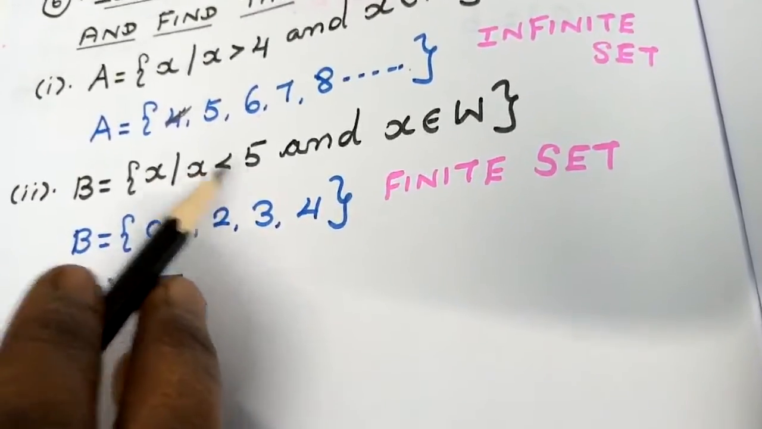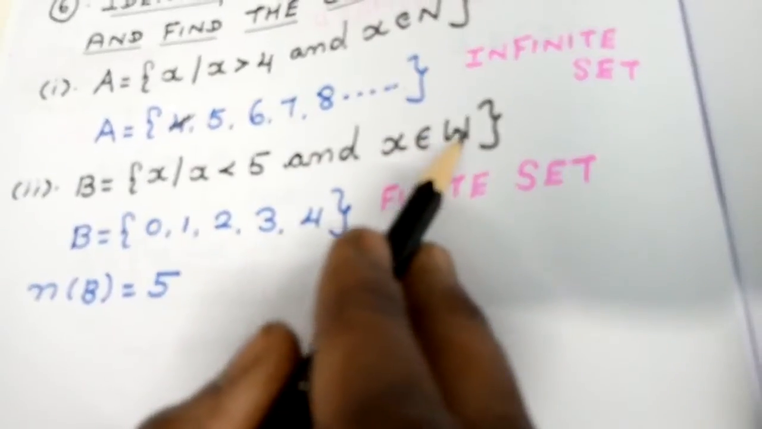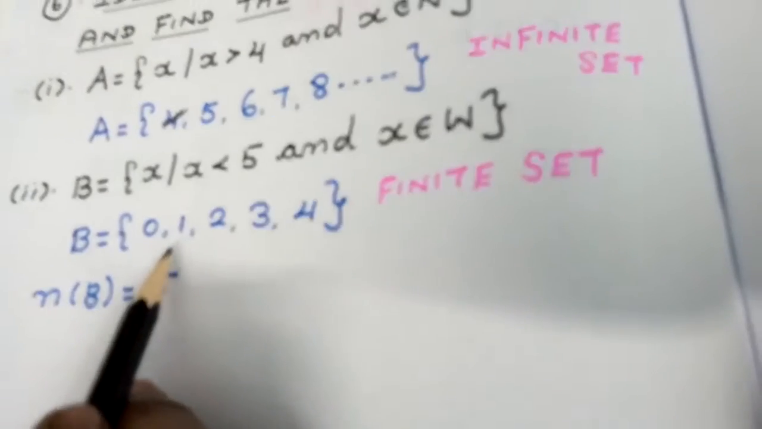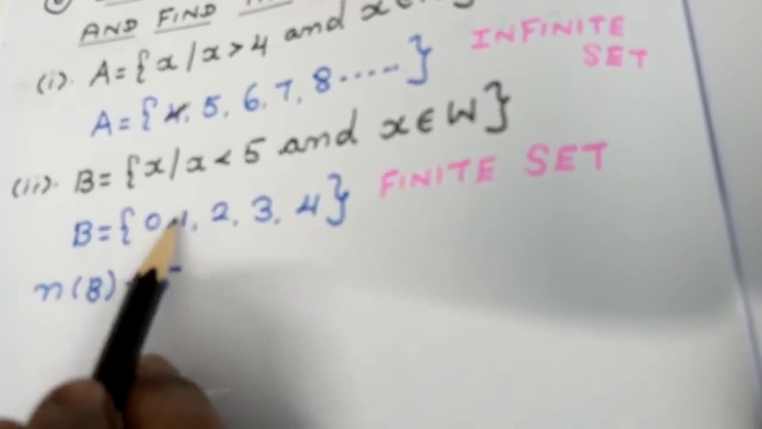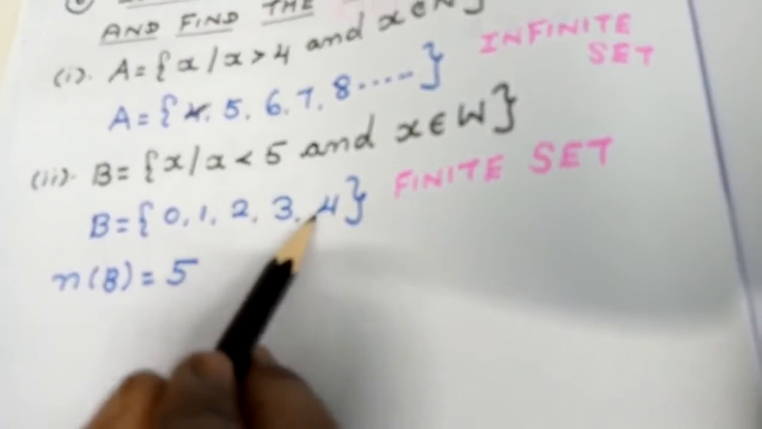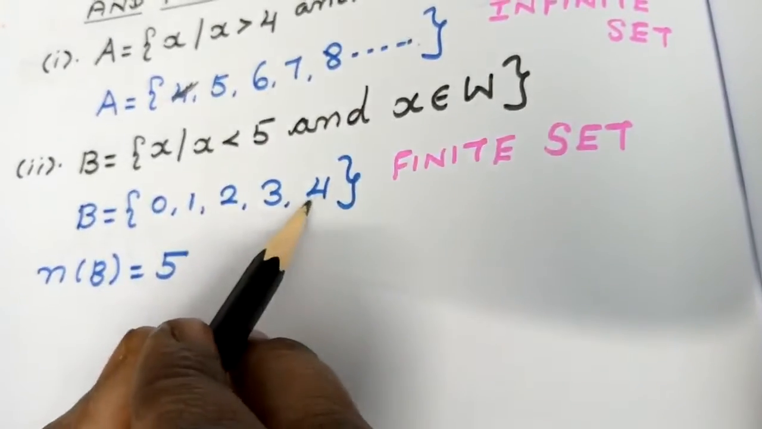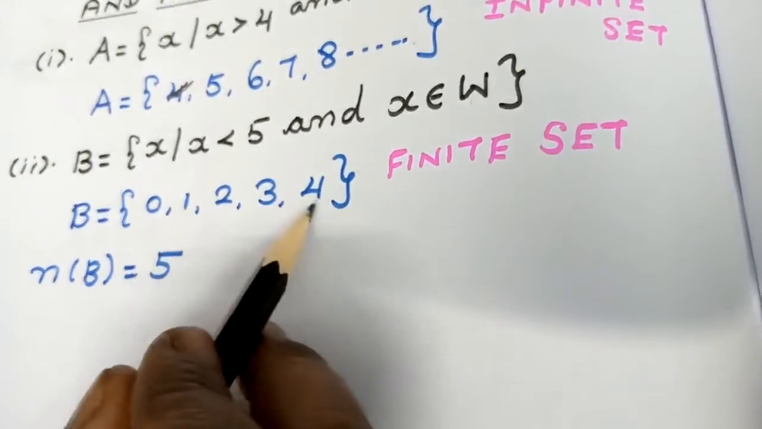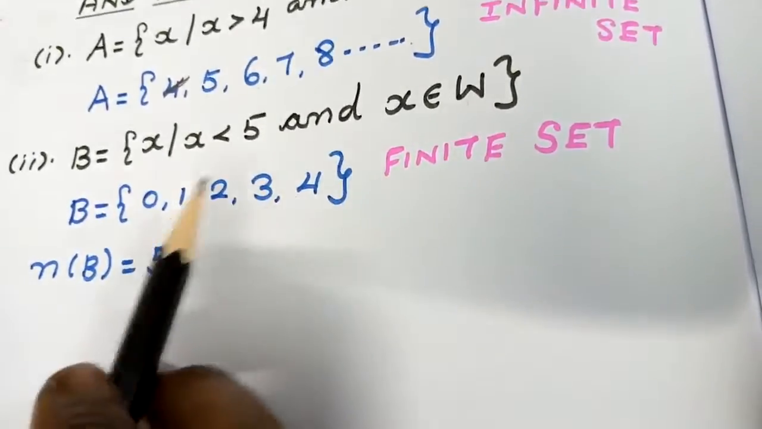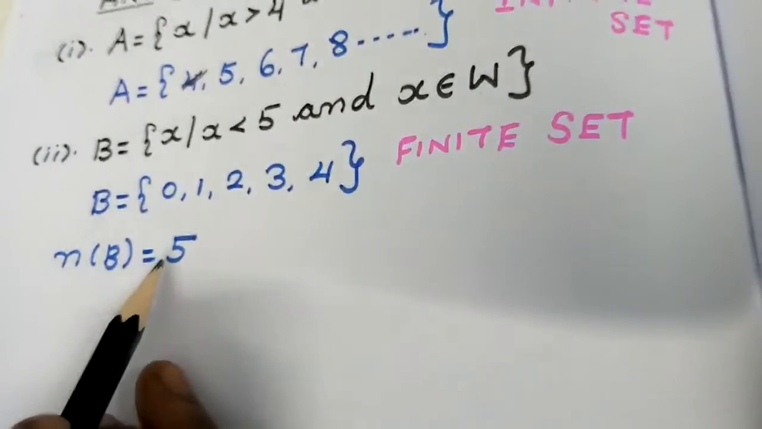Second question, B: x such that x less than 5 and x belongs to W, whole numbers. Whole numbers start from 0: 0, 1, 2, 3, 4. Less than 5 means before 5, so I stop at 4. So this is a finite set. I can count the number of elements present in it. If you count 1, 2, 3, 4, 5, n of B equals 5, students.